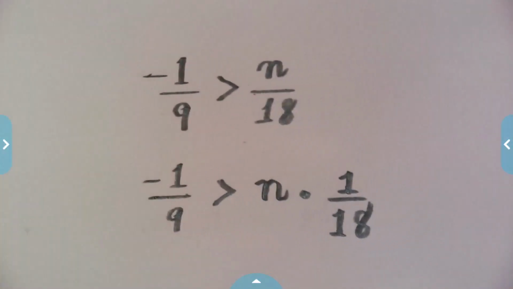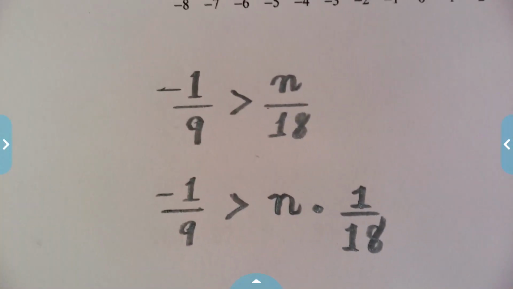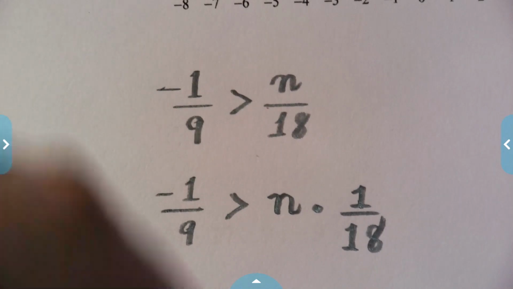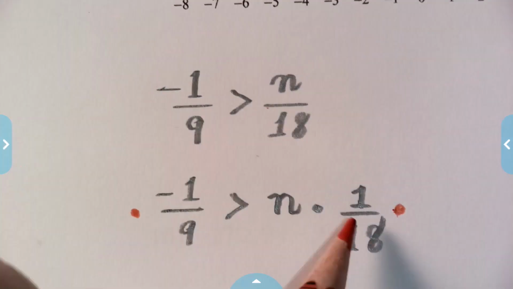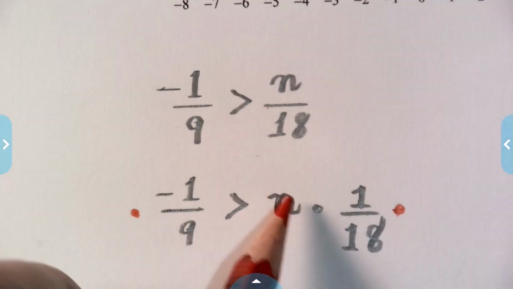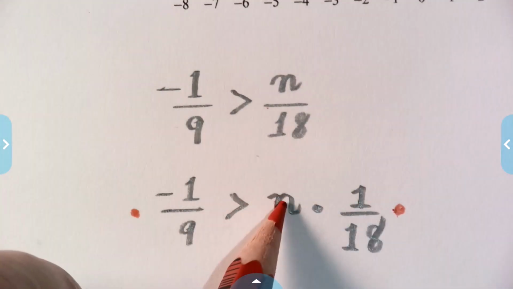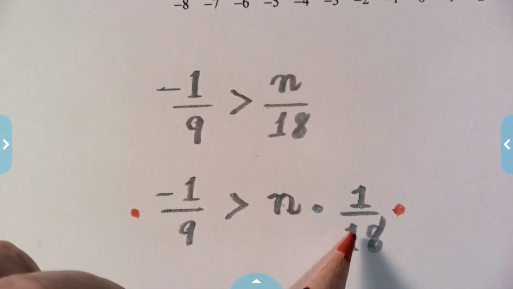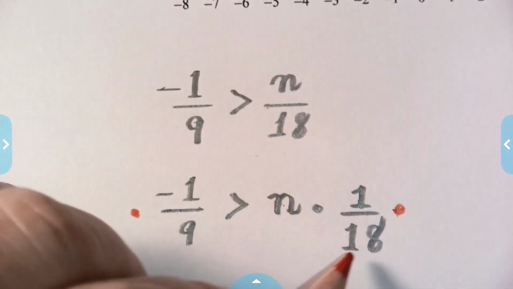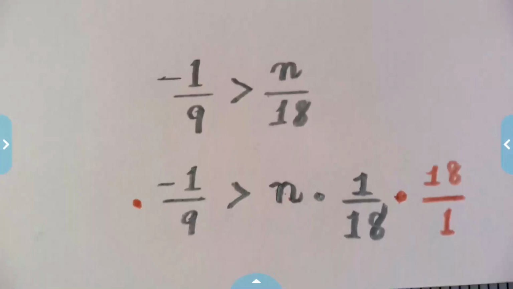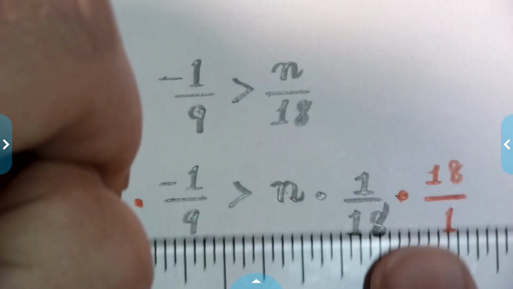And now that might help tell you what to do. You need to multiply both sides by the reciprocal of the coefficient of the variable n. Well, 1/18 is the coefficient, so 18 over 1 is what you need to multiply by both sides. It's kind of like KFC.